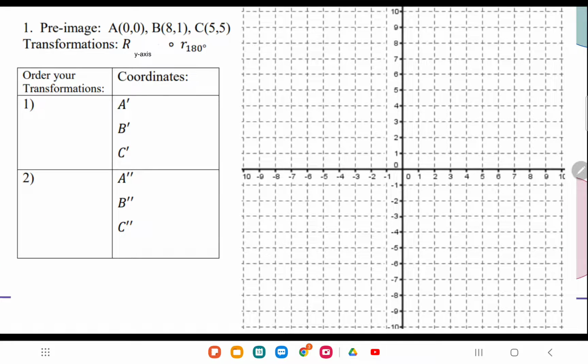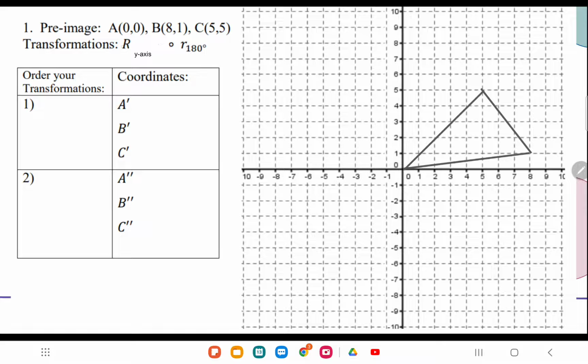So let's begin with this. We are given our pre-image A(0,0), B(8,1), C(5,5). That's going to produce a triangle in quadrant 1. And we're going to do a transformation that is a reflection, capital R, in the y-axis combined with a rotation of 180 degrees. So we're going to order our transformations and we're going to show the coordinates. So here's our original triangle. You can see A is at 0, 0, B is at 8, 1, and C is at 5, 5.